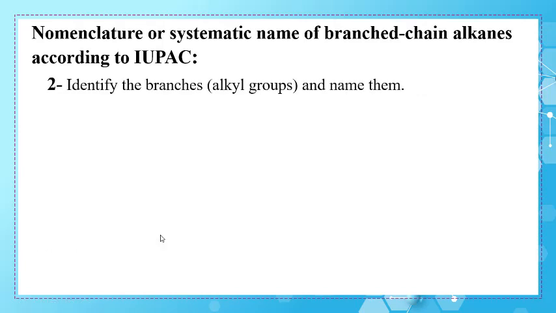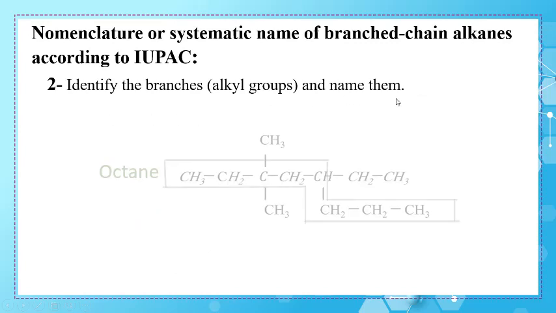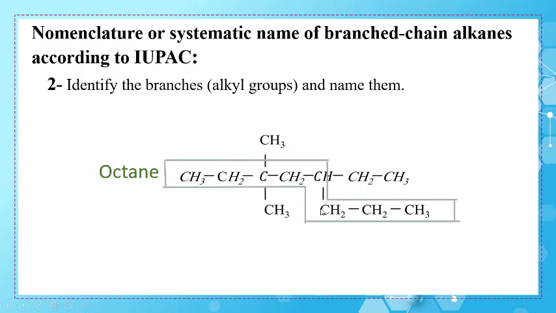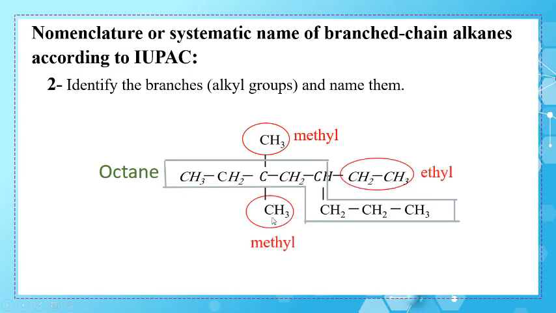Now, the second step: identify the branches, the alkyl groups, and name them. In the first step, we chose the longest chain. All the groups that are attached to the main chain are considered as branches. The first one contains just one carbon atom, so it's a methyl group. The second one contains 2 carbon atoms, so it's ethyl, and the third one is also methyl since it contains just 1 carbon atom.